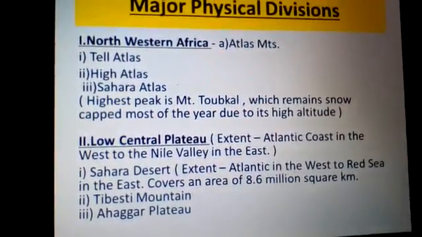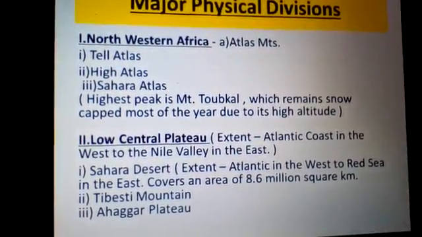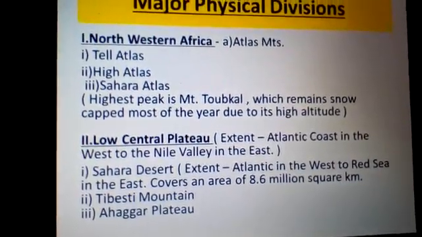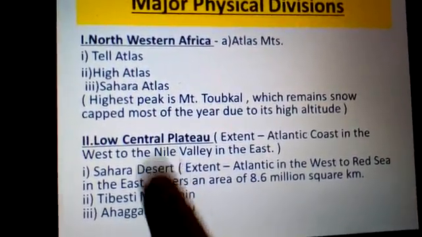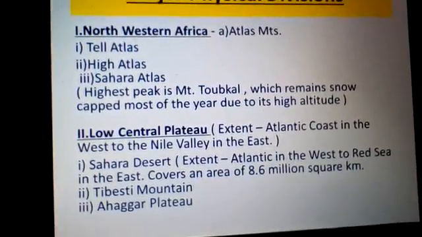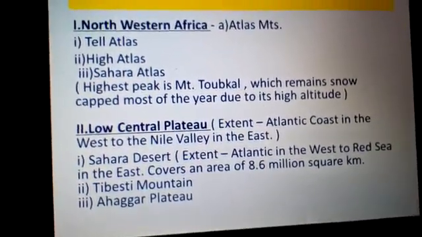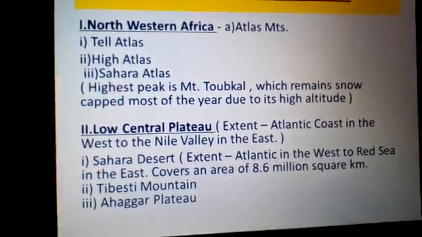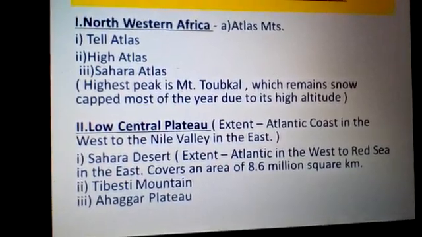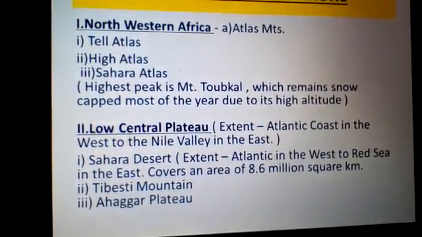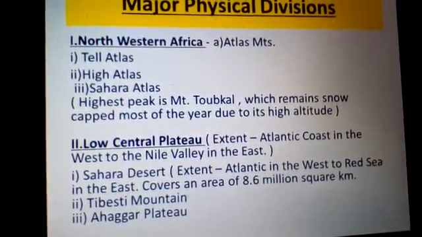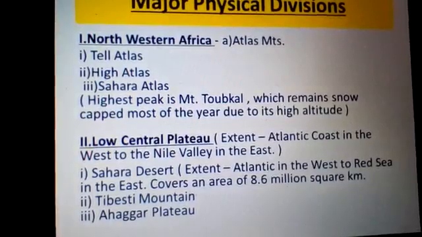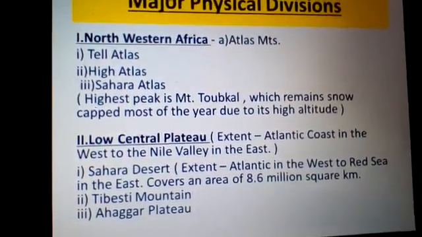So first you can note down that they are young fold mountains, number one. Number two, they have three parallel ranges, and those three parallel ranges also have names: number one the Tell Atlas, number two the High Atlas, and number three the Sahara Atlas. And the highest peak in the Atlas Mountains is Mount Toubkal. Very, very important to know. And it remains snow capped most of the year. That can be a give-reason or an application-based question: why does it remain snow capped most of the year? Because of its high altitude.